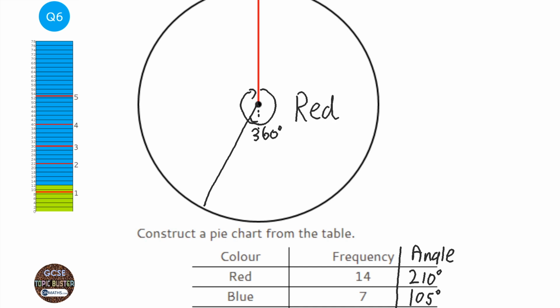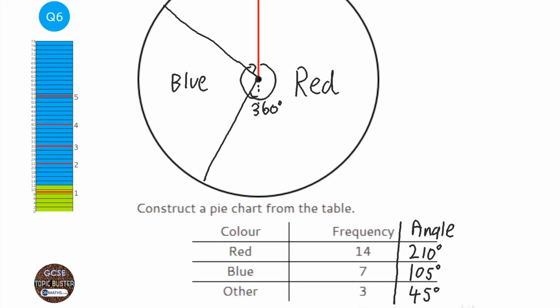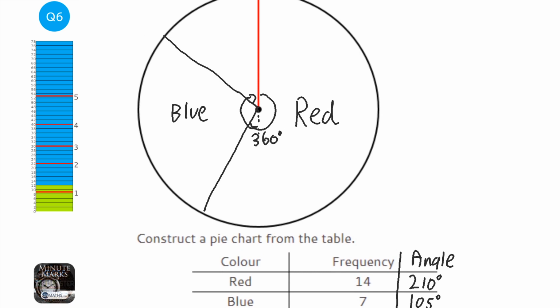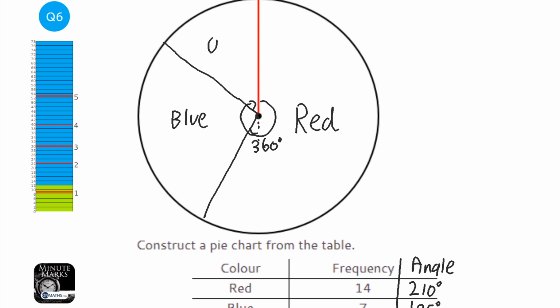105 is just over 90, and I'm just doing this roughly. I'm not even going to use a straight line to show that it's not accurate, and then label that blue, and then check that you've got 45 left over, and hopefully you do, and then label that other.